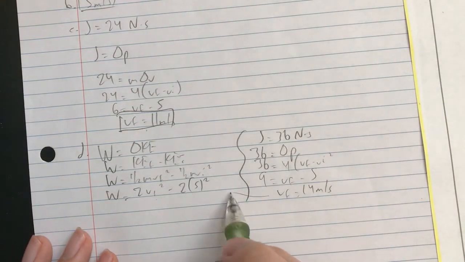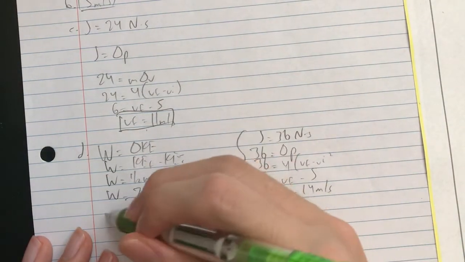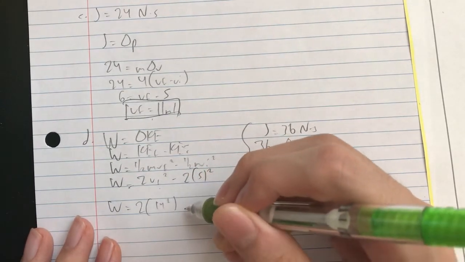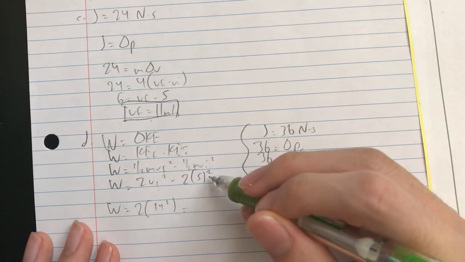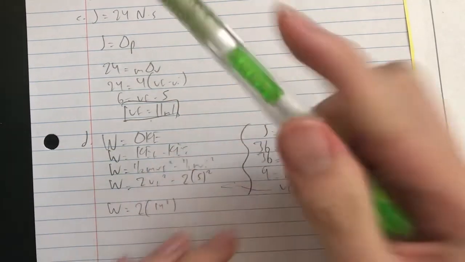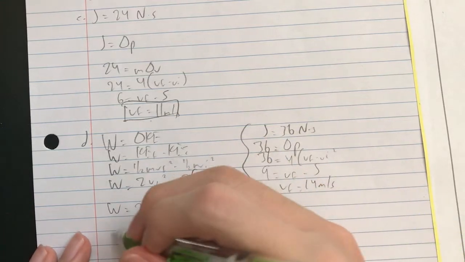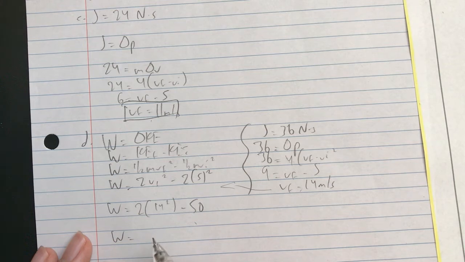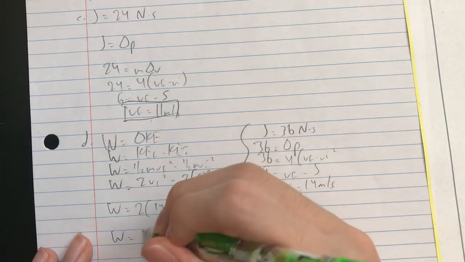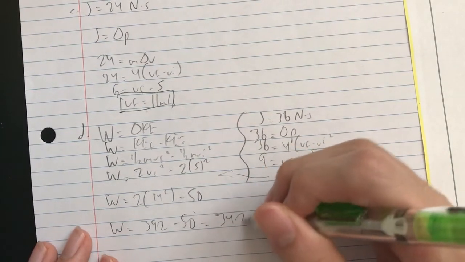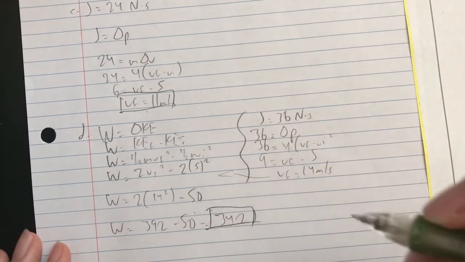And we'll just plug that into vf here. So 2 times 14 squared, minus, 5 squared is 25 times 2 equals 50. So minus 50. Work equals 14 squared is 196 times 2 equals 392, minus 50 equals 342 joules. That's part D.